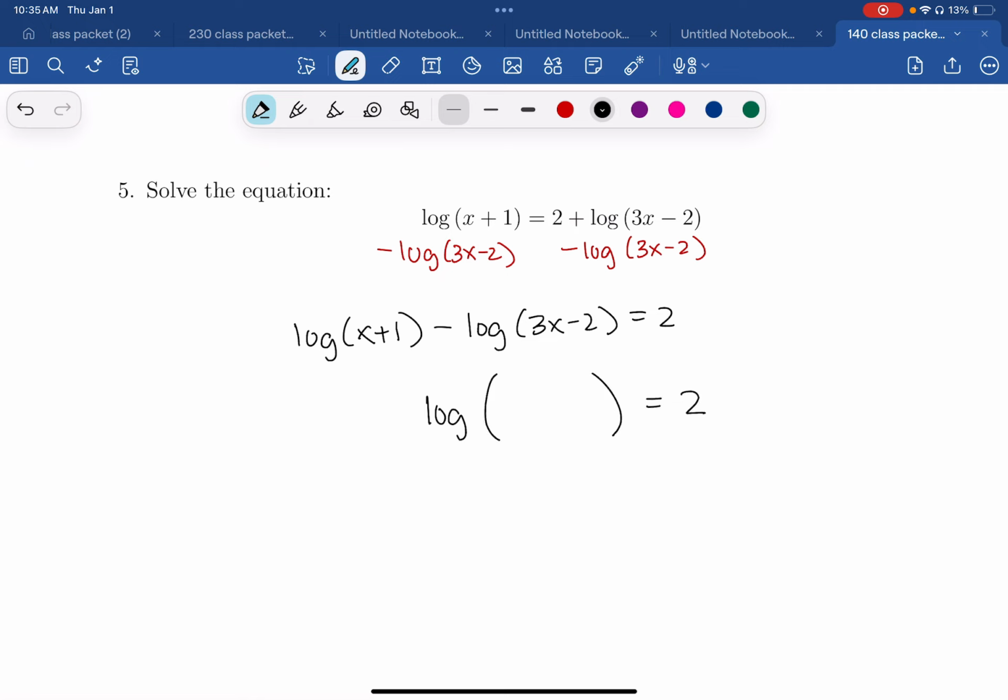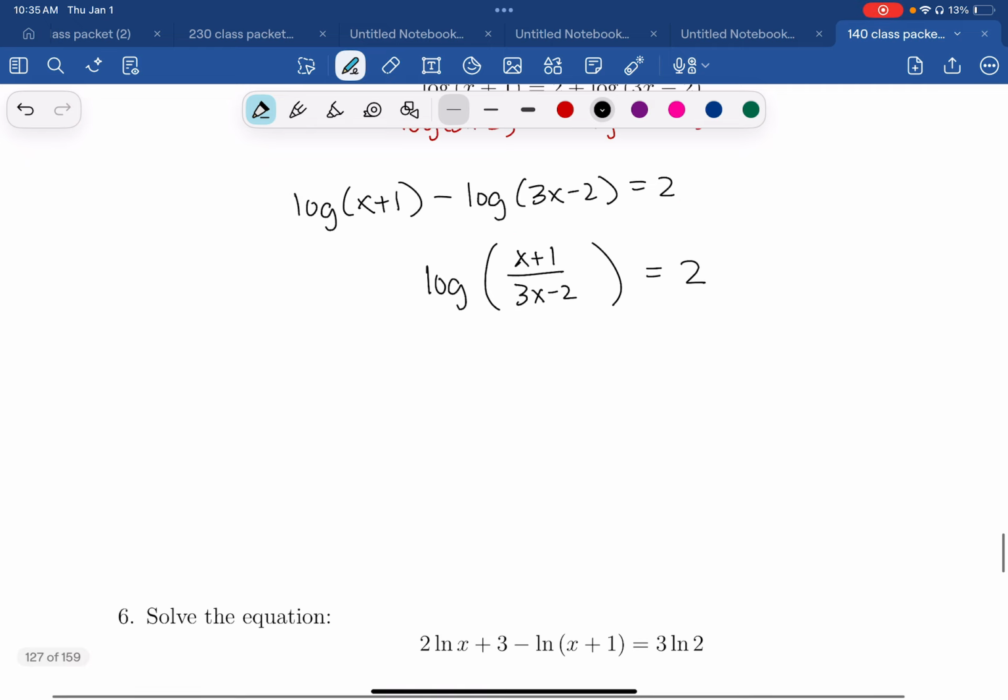And then we're going to use our properties here. So we're using them in reverse. Right now it's subtraction. To put them back together, subtraction becomes division. So the positive one goes on top and the negative one goes on the bottom. Now what we want to do is get rid of that log. That's a log base 10. So I'm going to raise everything and make those the powers with a base of 10, like that. And what happens is that a log base 10 and a power of 10 cancel each other out. And so we get x plus 1 over 3x minus 2.